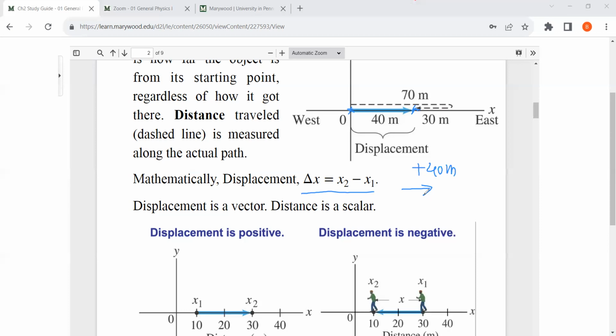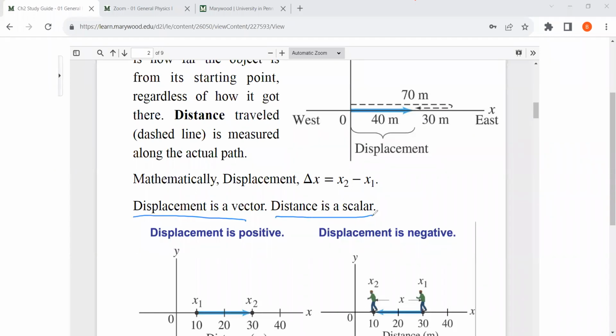Okay, so let's see. Because displacement depends on the direction, not only the magnitude, we need both magnitude as well as direction. So displacement is a vector quantity. Distance is a scalar quantity.